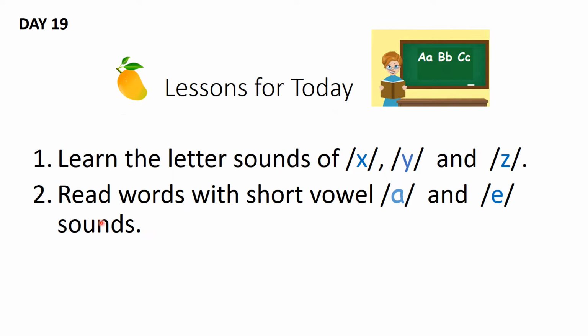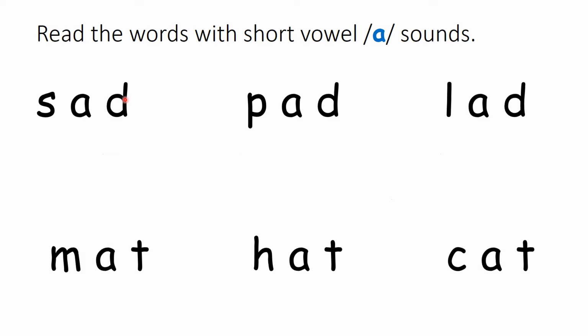Lessons for today, learn the letter sounds of X, Y, and Z. Read words with short vowel A and E sounds. Let's review. Read the words with short vowel A sounds. Letter A is a vowel letter and the sound is A. A. Let's read. Give the sound first.